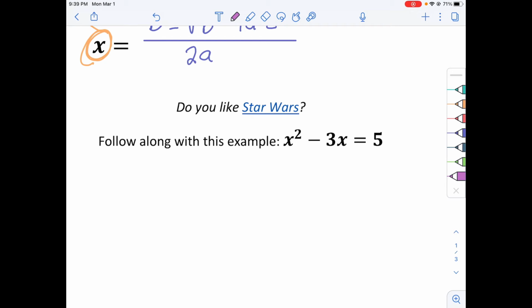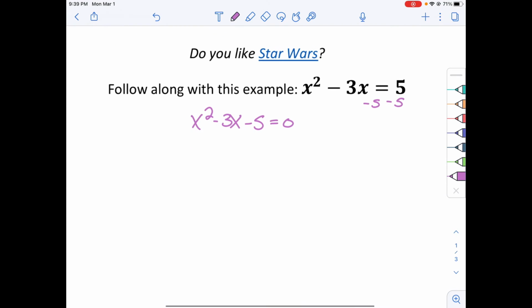So in order to do this, what you would do to start is you need to set a quadratic equation equal to 0. So in this case, we're just going to subtract the 5 to the other side. We're going to say x squared minus 3x minus 5 is equal to 0. And then we're going to use that quadratic formula. The a value in this case is 1, because there's a 1 out here. The b value is this negative 3. And then the c value is negative 5.